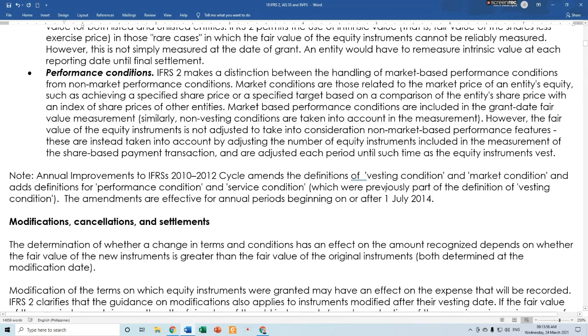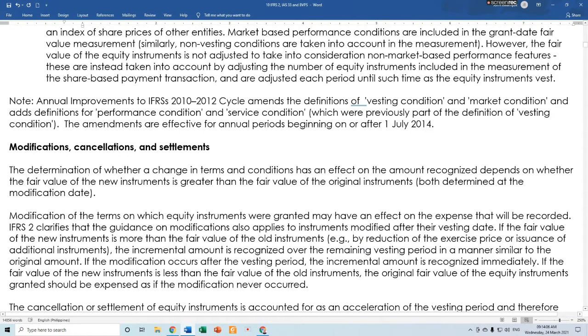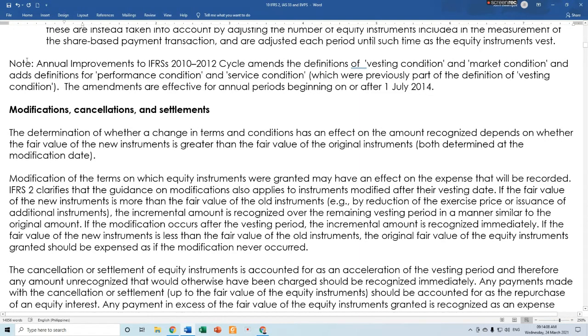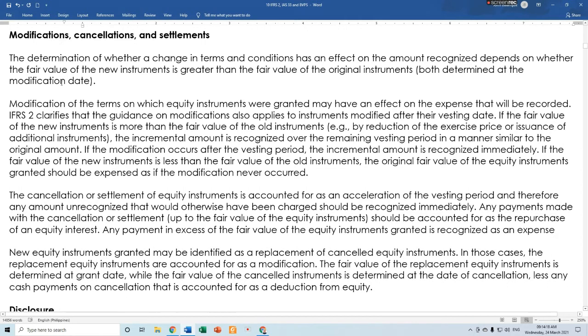Annual improvement, definition of vesting condition and market condition, and adds definition of for performance condition. Okay lang yan. Basically, na-discuss naman na natin yung mga yan. Okay? Pero kung gusto mo lang makita, meron kasi silang mga annual reports. Okay? You can see that. Pero it's the same. Yun din yung mga diniscuss natin. Okay. So we go to modifications, cancellations, and settlements.